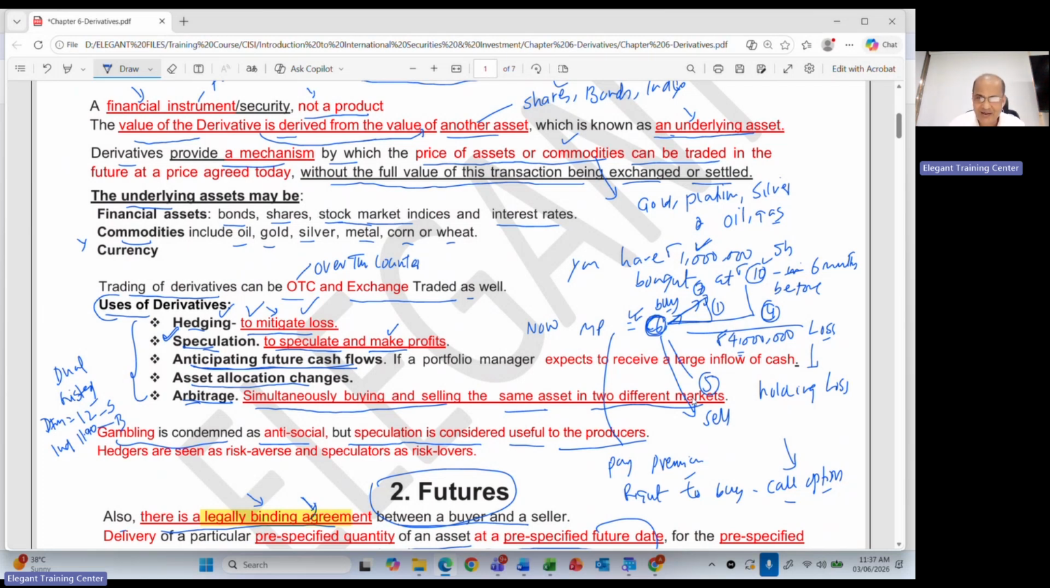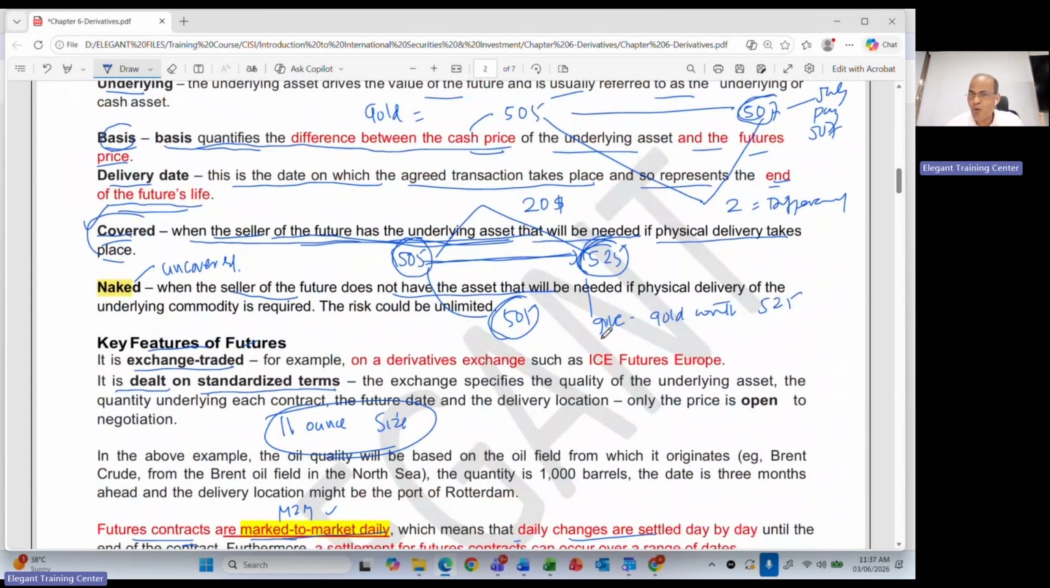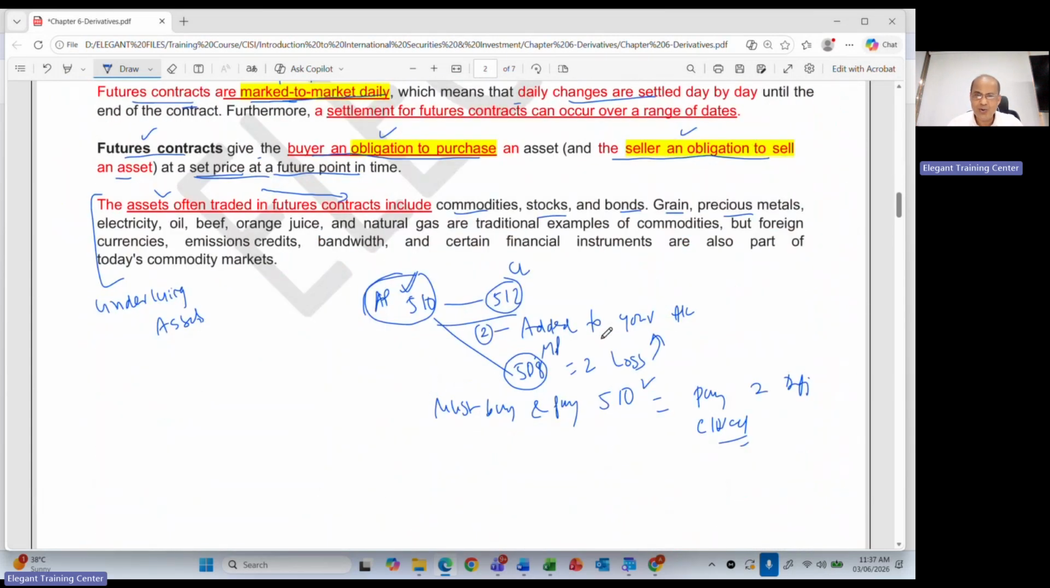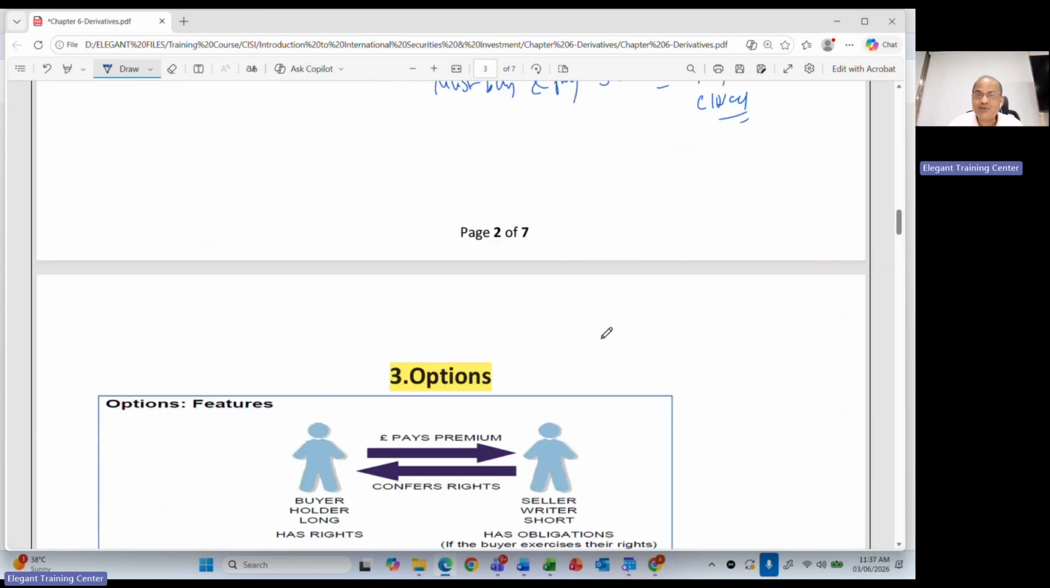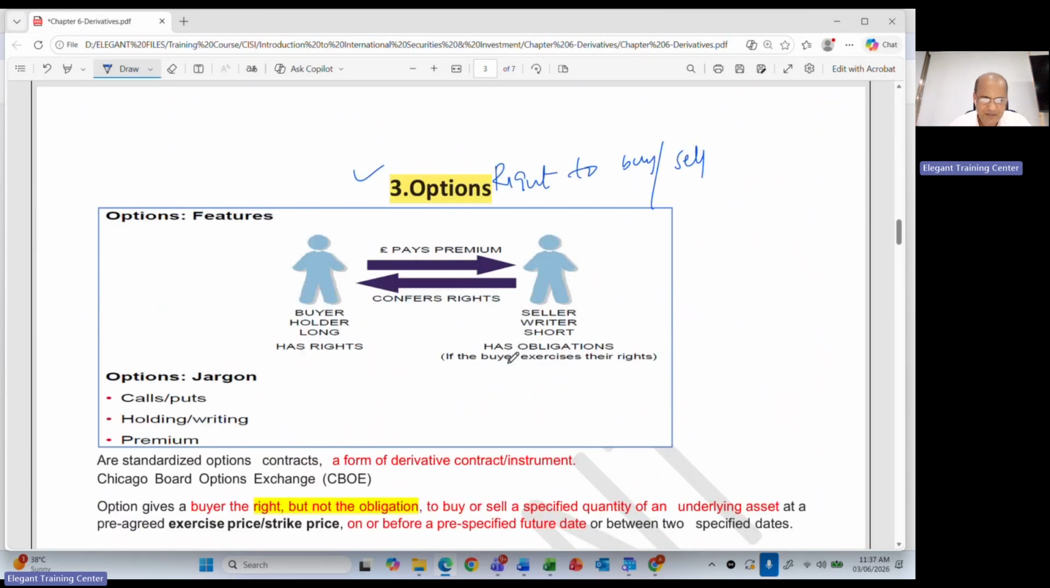But option contracts are not obligatory. Those are with rights. Those are with options, as the name says, options. It means you get a right to buy or a right to sell. No obligation. Let's understand.